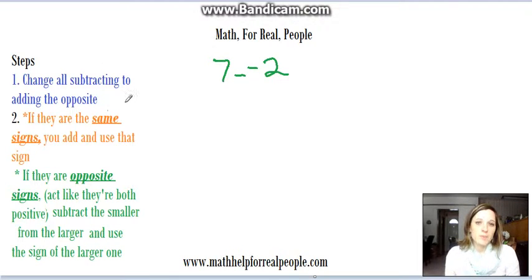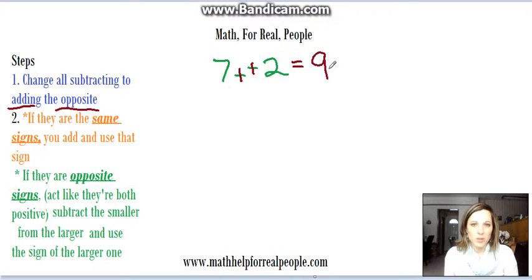Look at your steps. If you have subtraction, you're going to change it to adding the opposite. So exactly what I just said. You're going to be adding the opposite of the second one. Now, you have 7 plus 2, so you can look at the second step: if they're the same signs, you add and use that sign. You already know that that's going to be 9. All right? So, that's it.